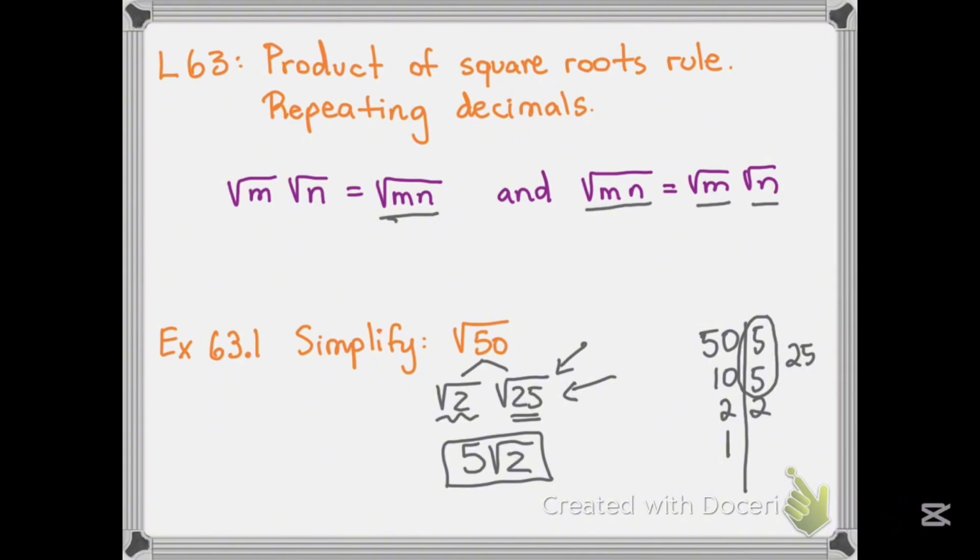Notice that I have to choose very carefully what the numbers are, because if I were to choose the square root of 10 times the square root of 5, they cannot be simplified because the square root of 10 is not a perfect square and the square root of 5 is not a perfect square. So this one doesn't work. You have to look for the one that includes a perfect square like here.